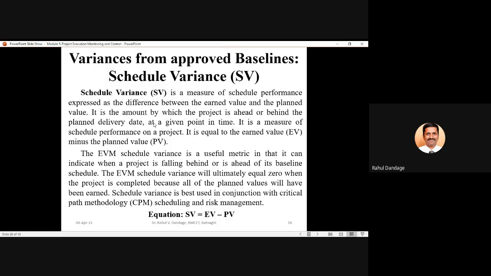Schedule variance is best used in conjunction with critical path methodology, that is CPM, scheduling, and risk management. So this SV, schedule variance, is a very useful tool if it is integrated along with the CPM, the critical path methodology, and the risk management techniques. So the equation for schedule variance is SV equals earned value EV minus planned value PV.